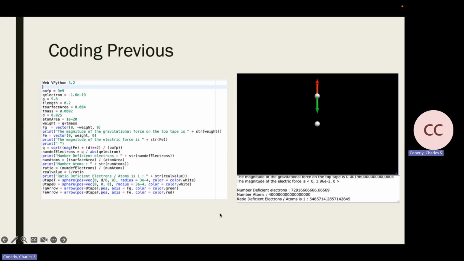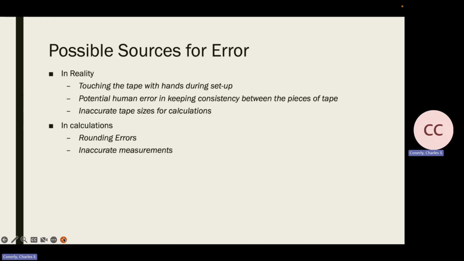And then I just wanted to show as an example kind of what we did last time so you understand the difference between the two calculations. Here you can see that it's just a point charge, and it's really just the charge going in one direction, kind of a simplification of the calculations. Sources for error similar to the last one: there are rounding errors, inaccurate measurements, as well as touching of tape during setup.